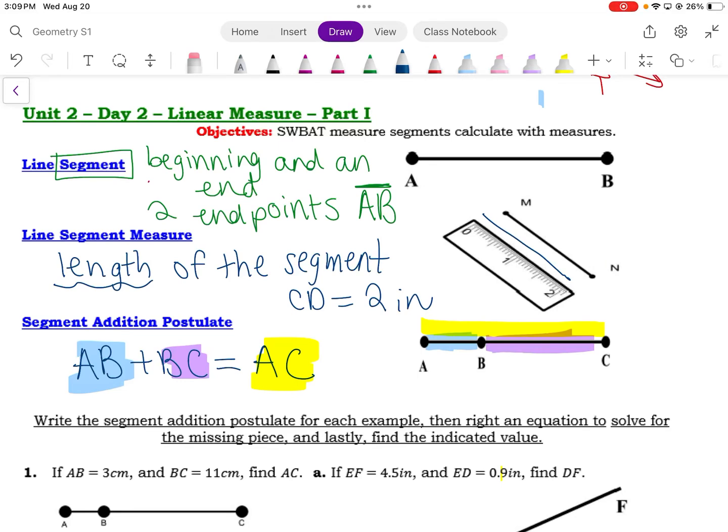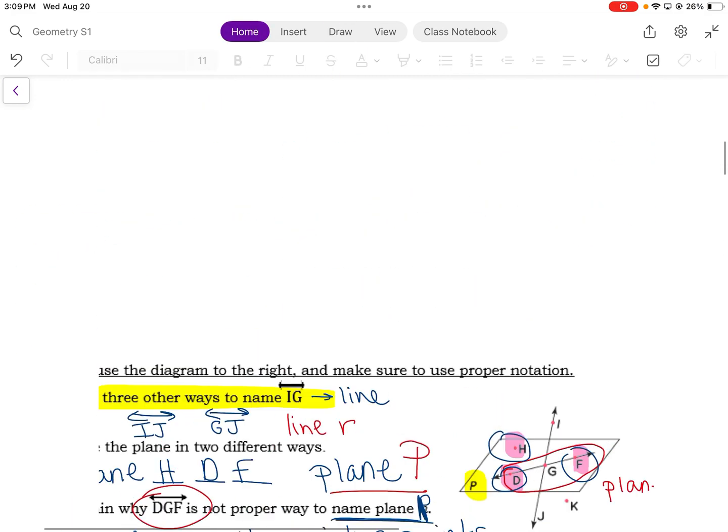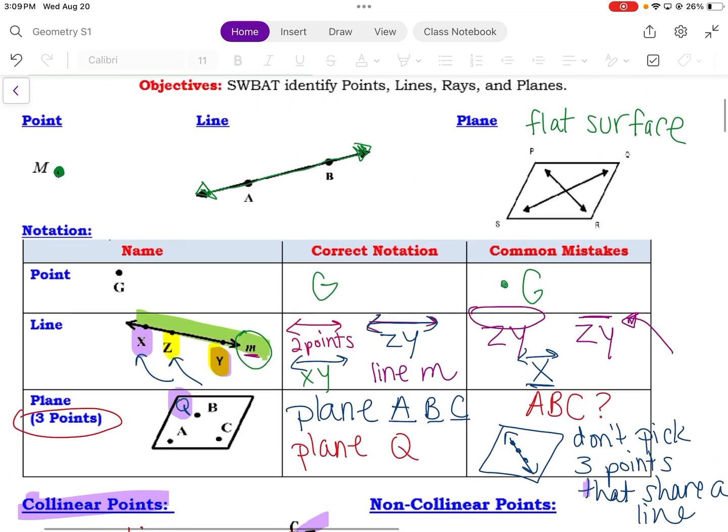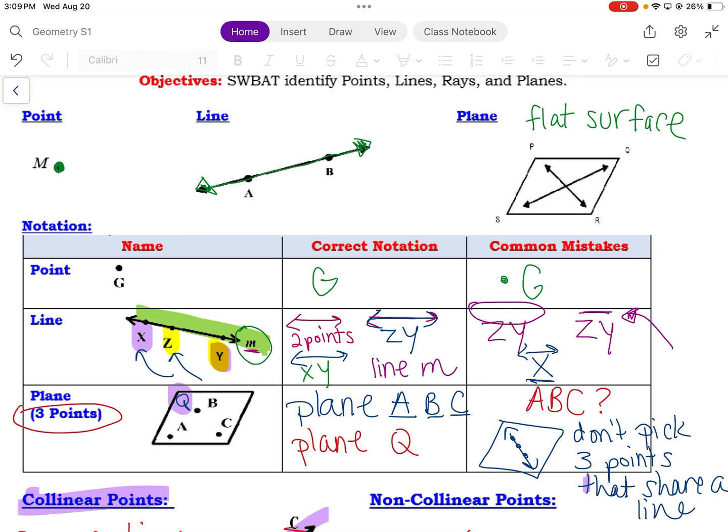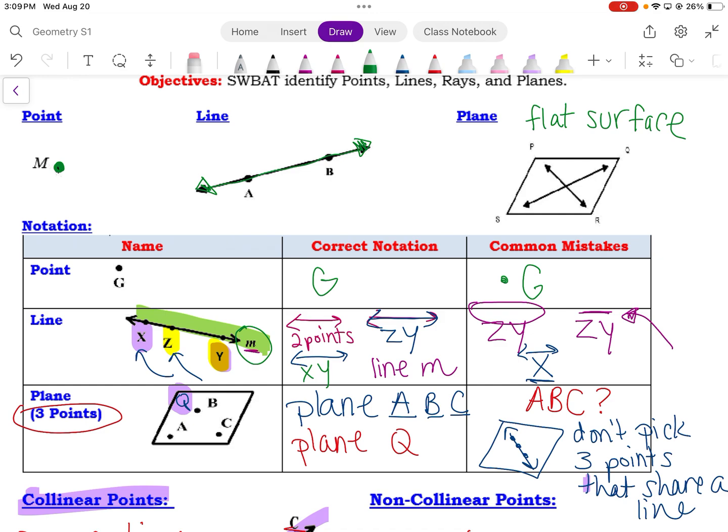Hi everyone, welcome to day 2 of unit 2. Again, we're talking about lines. As you recall, we are talking about lines, points, and planes. We're learning about that geometry vocabulary, and we are building that and rocking that out for this small unit.